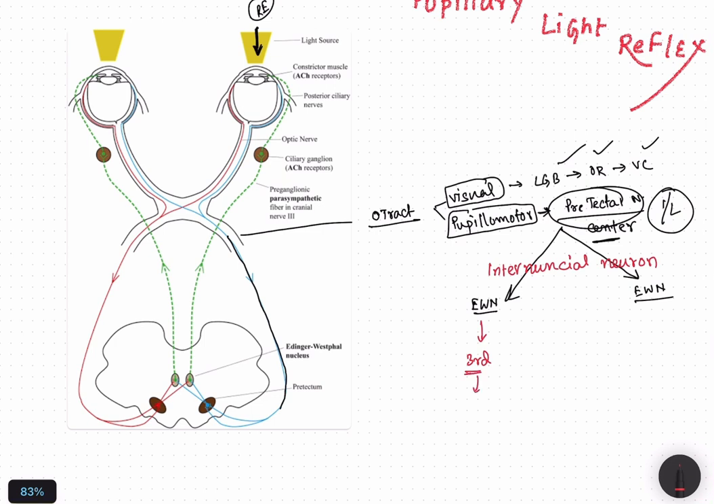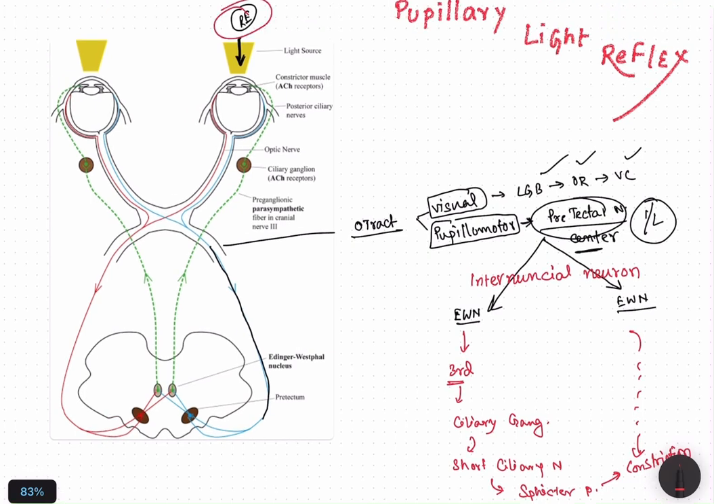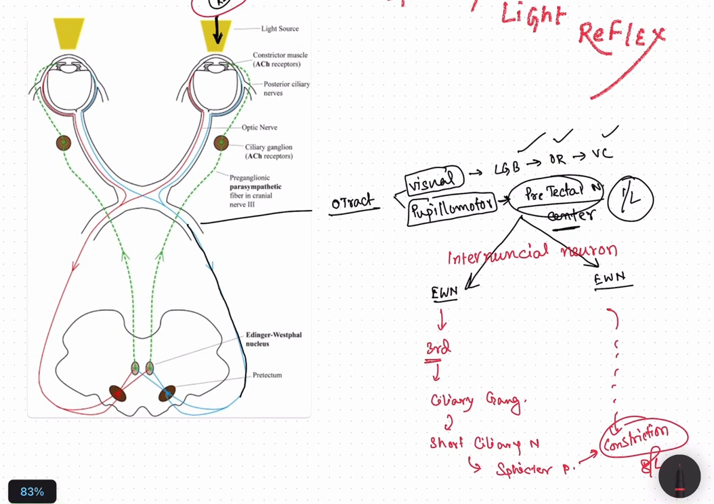From the third nerve it will relay into the ciliary ganglion. Then from the ciliary ganglion the short ciliary nerve will arise, and the short ciliary nerve is going to supply the sphincter pupillae muscle. It is going to supply the sphincter pupillae muscle, and that is going to cause constriction of the pupil. Now if you see carefully, this is happening bilaterally. So if you illuminate the right eye only, bilateral constriction of the pupil happens, and that is what is known as consensual light reflex.